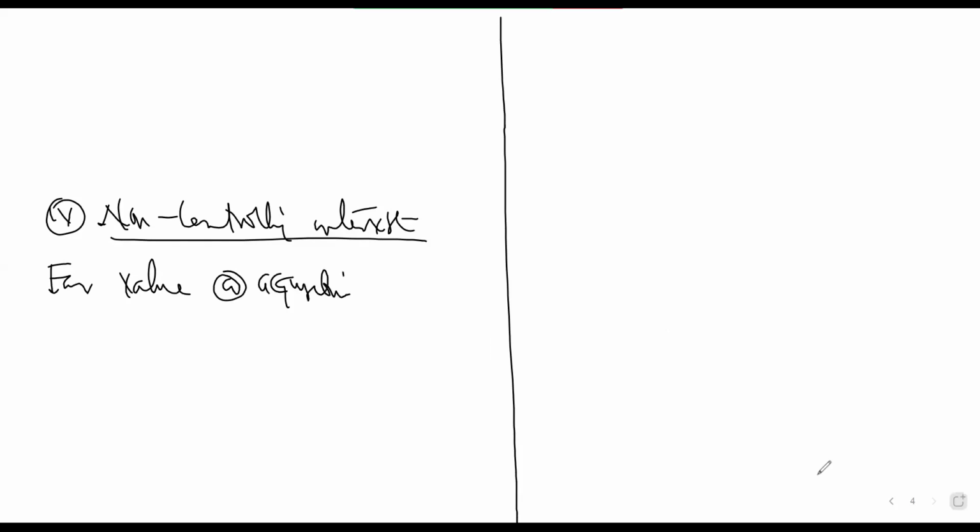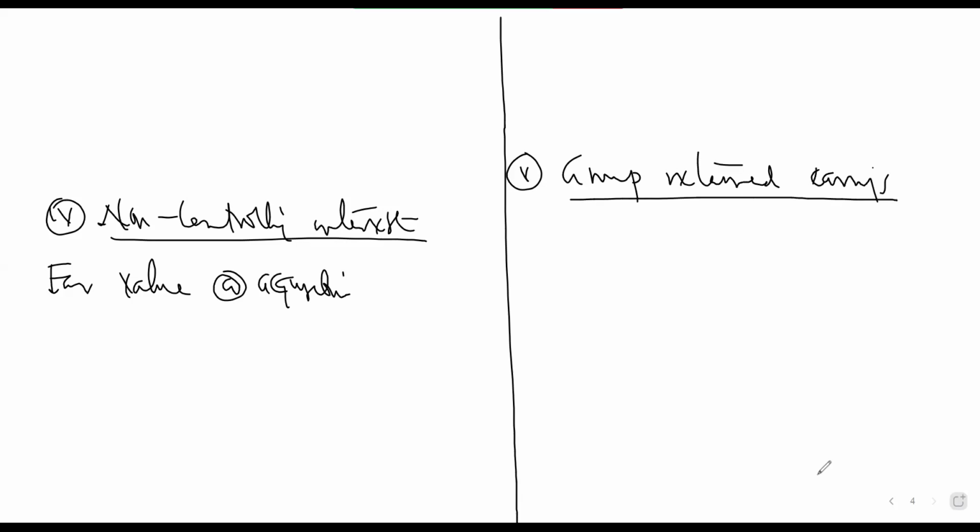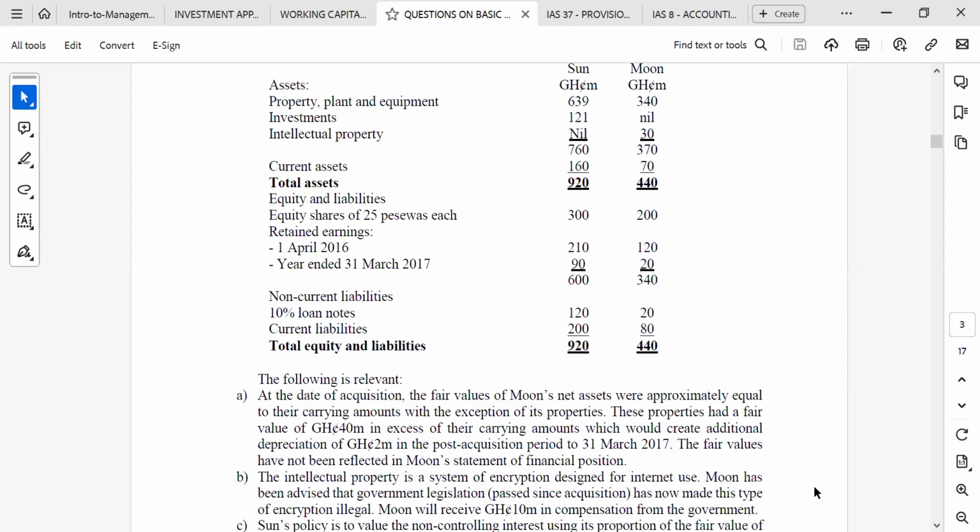You can move to this place and have your group retained earnings. Our group retained earnings will be the parent's retained earnings that come first. You can always determine this from the statement of financial position. What is the parent's retained earnings for the year? 300. That will be the 210 plus 90.